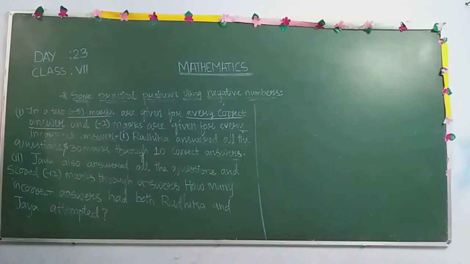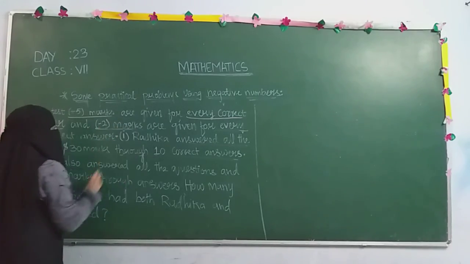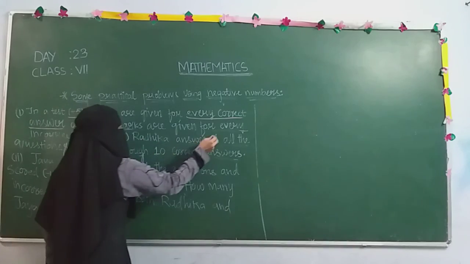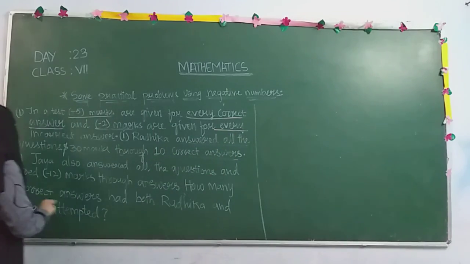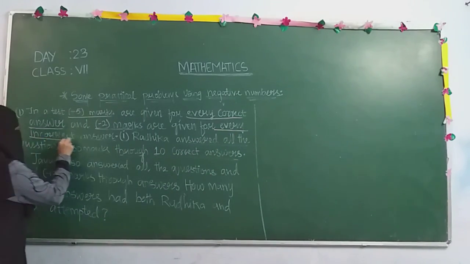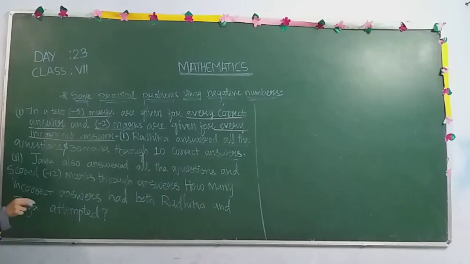Okay. Second one, minus 2 marks. How many marks? Minus 2 marks. For what purpose have they given? Minus 2 marks are given for every incorrect answer. So here it is clear that there is a negative marking concept. They have given plus 5 marks for a correct answer and minus 2 marks for an incorrect answer. You will get your total score based on the correct answers you have attempted and the incorrect ones you have attempted.